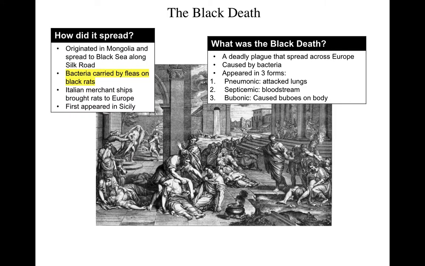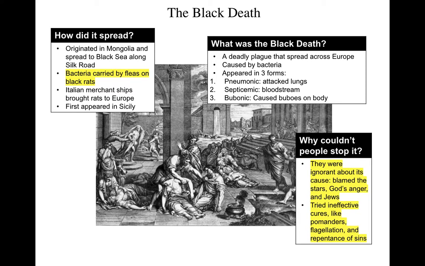And it spread. It originated in Mongolia, and it spread to the Black Sea along the Silk Road. Like I said, it was carried by fleas on the black rats, and then those Italian merchant ships went to Kaffa on the Black Sea, and those rats got on those ships, and then they brought those ships to Europe, and then those rats got off those ships and started spreading it around. We first actually see it in Sicily, which is just south. It's right on the toe of the boot of Italy.